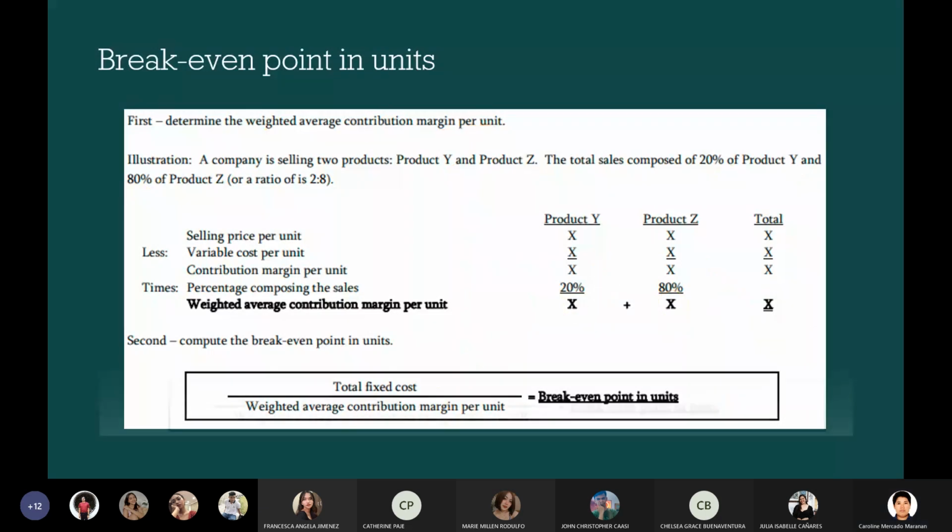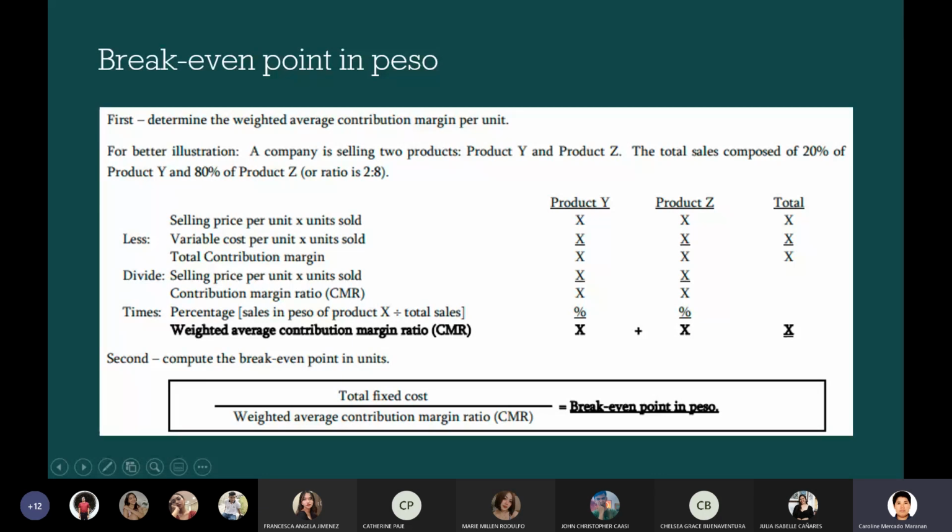Next. Paano naman kung peso? Same illustration. So, ang gagawin mo, sabi nga natin, pag peso, BEP equals fixed cost over CMR. Diba? Paano natin gagawin to sa sales mix or sa multi-product? So, dapat weighted din. Weighted CMR. So, paano natin makukuha si weighted CMR?